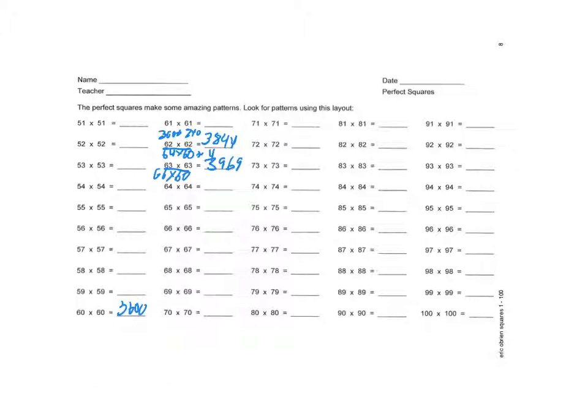So 3600, the next one would be 60 plus 60 plus 1, 121 more. So that'd be 3721. And the next one, 123 more, yes. And the next one, 125 more, yes. Okay. And so you want to start looking for those patterns that you find between numbers.